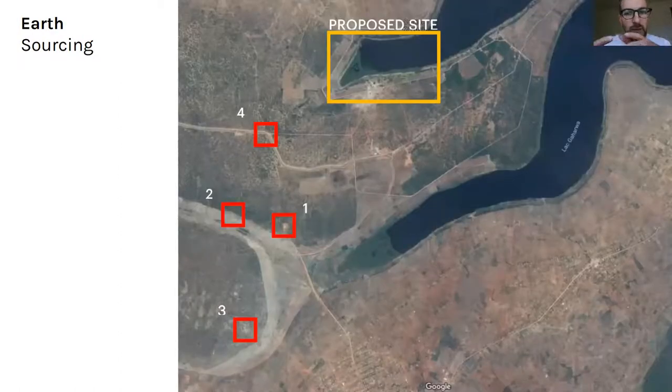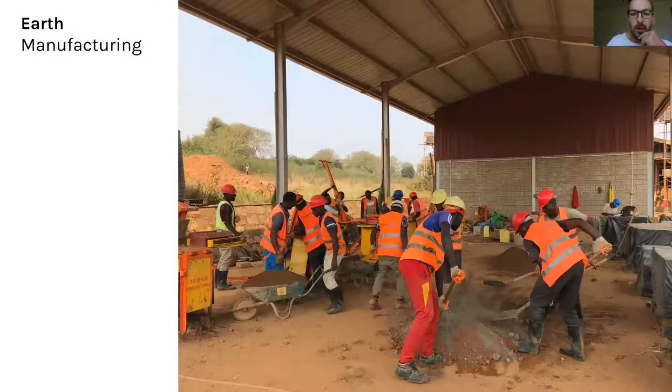One of the benefits of sourcing this earth ourselves is that we can decide where it comes from. So as well as choosing the earth based on the material properties, we were also choosing it based on the fact that we wanted to protect environmentally sensitive sites. And that was particularly the wetlands, the lake, and the forests in this map here. But we had 2.5 million blocks to make for this site, and we had 60 people making 800 blocks a day using manual presses. The only external ingredient is a small amount of cement.